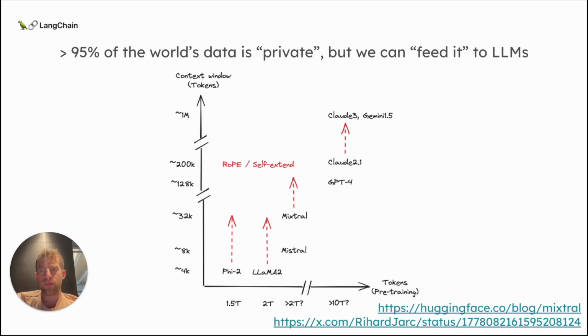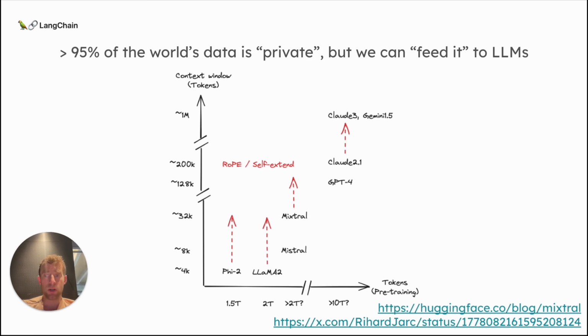So really the motivation for this is that most of the world's data is private, whereas LLMs are trained on publicly available data. You can see on the bottom on the x-axis the number of tokens used in pre-training various LLMs. It varies from, say, 1.5 trillion tokens in the case of smaller models like Phi-2, out to some very large number that we actually don't know for proprietary models like GPT-4 or Claude 3.